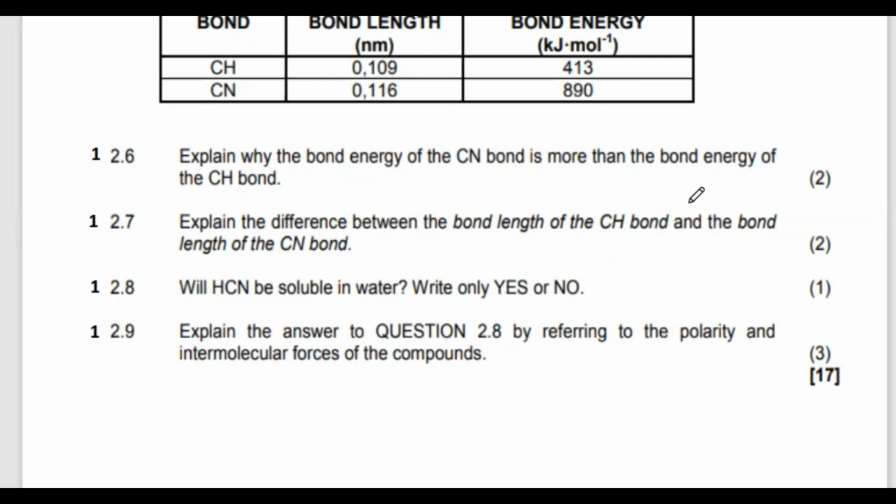It means that it is strong. Why? Because of the multiple bonds. Hydrogen cyanide has multiple bonds. It has 3 bonds, while this one has a single bond.